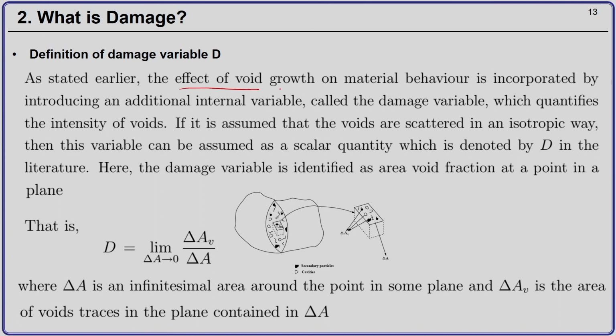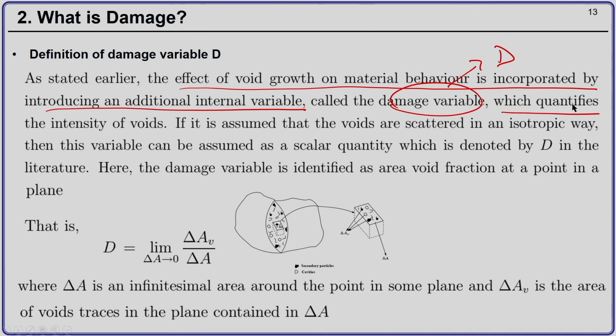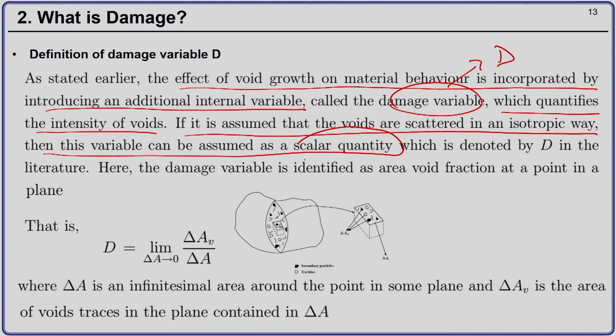The effect of void growth on material behavior is incorporated by introducing an additional internal variable called the damage variable, which is denoted as D, which quantifies the intensity of the voids. If it is assumed that the voids are scattered in an isotropic way, then this variable can be assumed as a scalar quantity, although people have used it as a tensor quantity also, and this is denoted by D in the literature. So, the damage variable is identified as an area void fraction at a point in a plane.